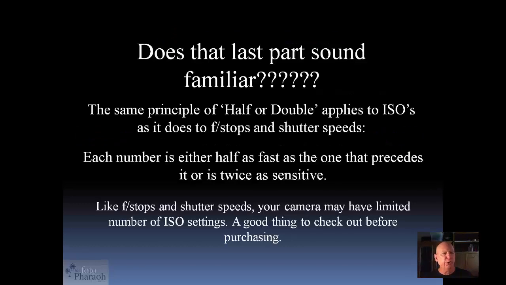Now that last part should sound pretty familiar. The same principle, half or double, applies to the ISO as it does to f-stops and shutter speeds. Each number is either half as fast as the one that precedes it, or is twice as sensitive as the one that follows it. In other words, as you look at your ISO numbers, remember half or double as you go up and down the scale, and it will help you get through this process.